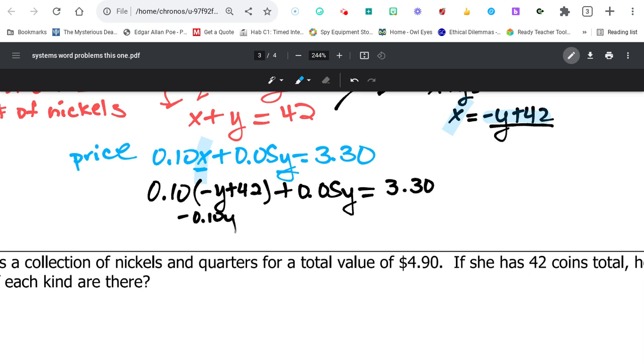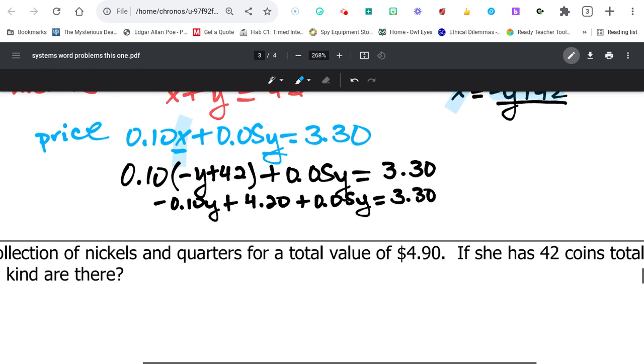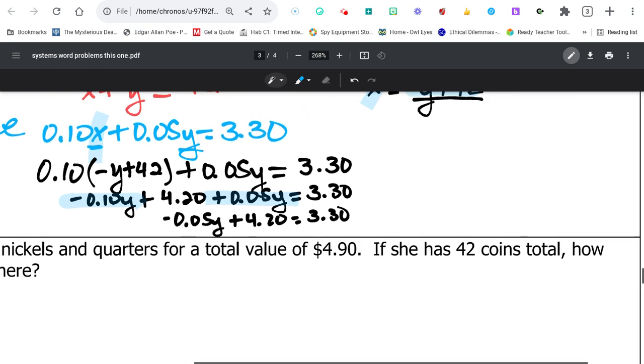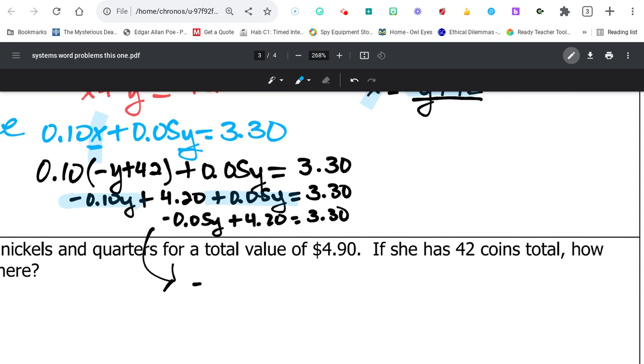Well, here we go. We're running out of room. Negative 10 cents Y plus 42 times 0.10 is 4.20, plus a nickel Y equals 3.30. Now I just got to combine like terms. So here are my like terms. What's 10 cents minus a nickel? 5 cents, but it's going to be negative. Negative 5 cents Y plus 4.20 equals 3.30. Gosh, I'm going to have to go down here, guys. I'm sorry. I'm going to rewrite this.